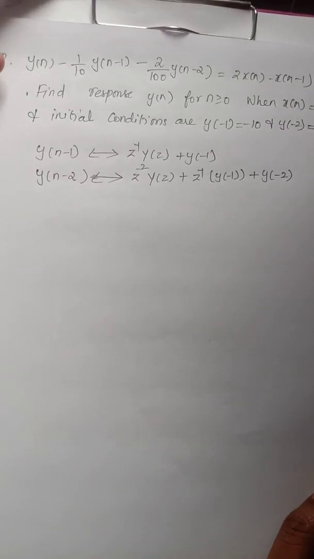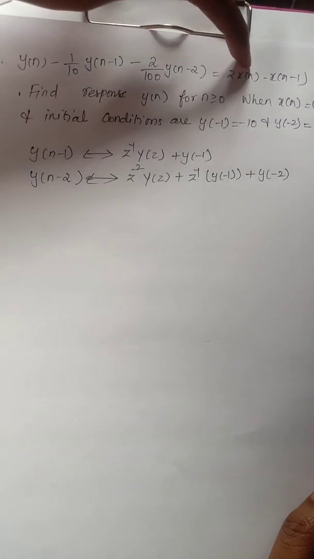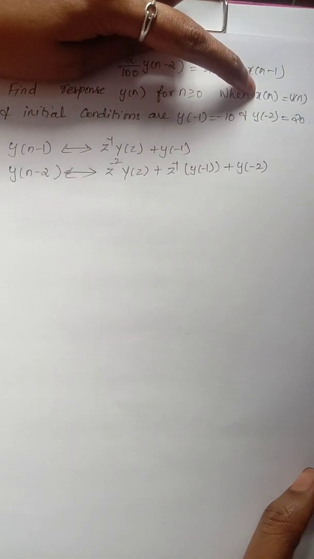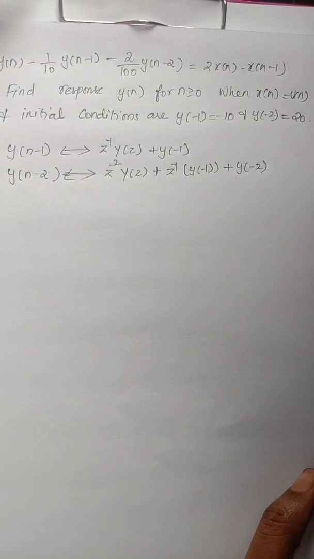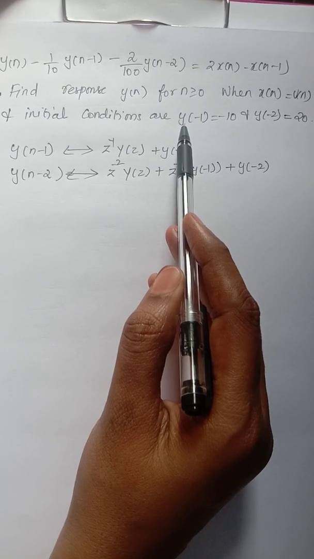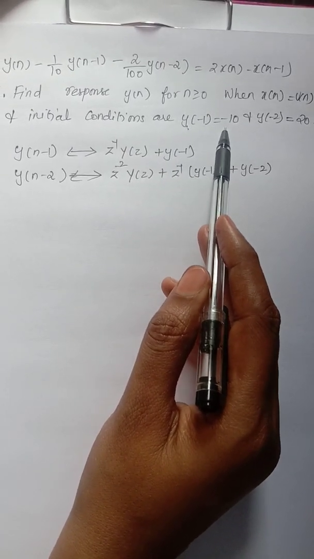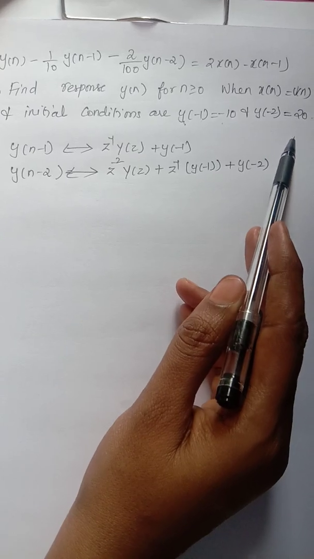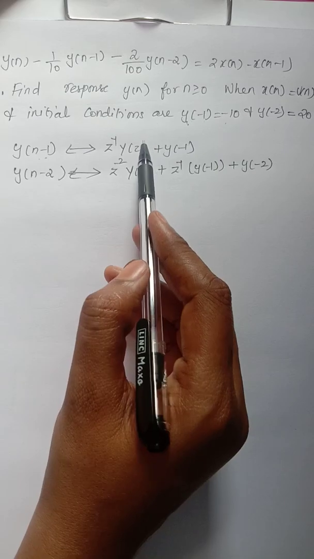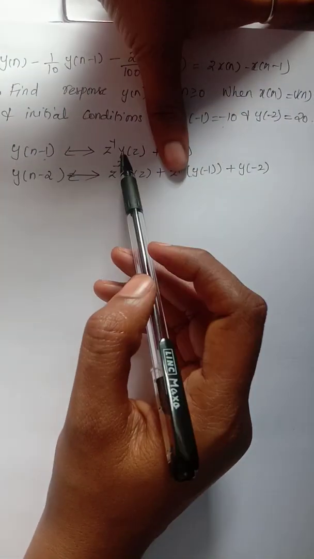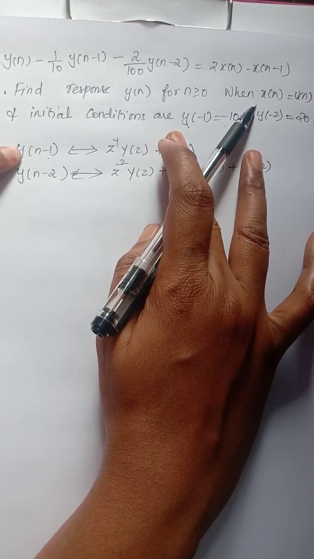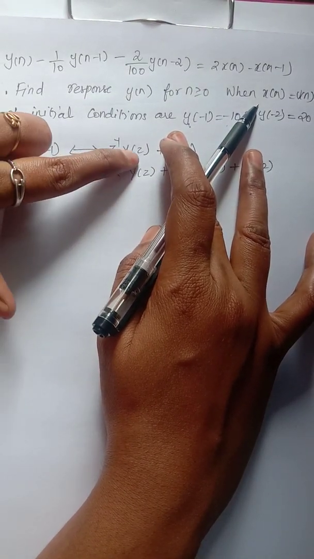See this problem. Here for y of n, they have given one difference equation. You need to find the output when the input is x of n equal to u of n. The same problem that we did, but additionally they have given some initial conditions. The system has some initial values, that is y of minus 1 is equal to 10 and y of minus 2 is equal to 20. If initial conditions exist, normally you will have only this. When you apply the z transform for y of n minus 1, you will have z inverse y of z.